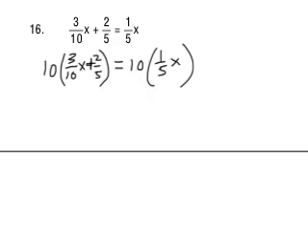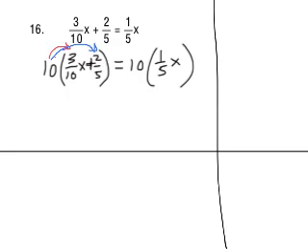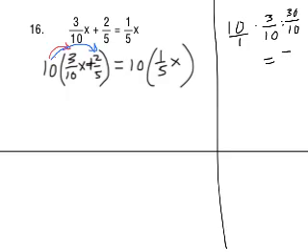Now, again, this is a distribution. We've got to multiply the 10 times the 3/10 x, and we've got to multiply the 10 times 2/5. So we can do that over on the side, you separate out things if you want. 10 times 3/10, which is the same as 10 over 1 times 3/10. And you can say, all right, we've got 30/10, which equals 3. Or you could do it cross-canceling.